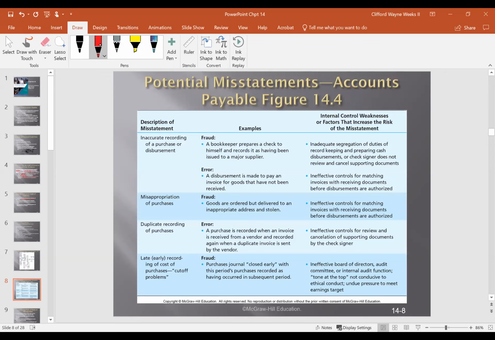Potential misstatements of accounts payable. The description of this misstatement: inaccurate recording of the purchase or disbursement. So again, fraud can happen. A bookkeeper prepares a check to himself and records it as having been issued to a major supplier.